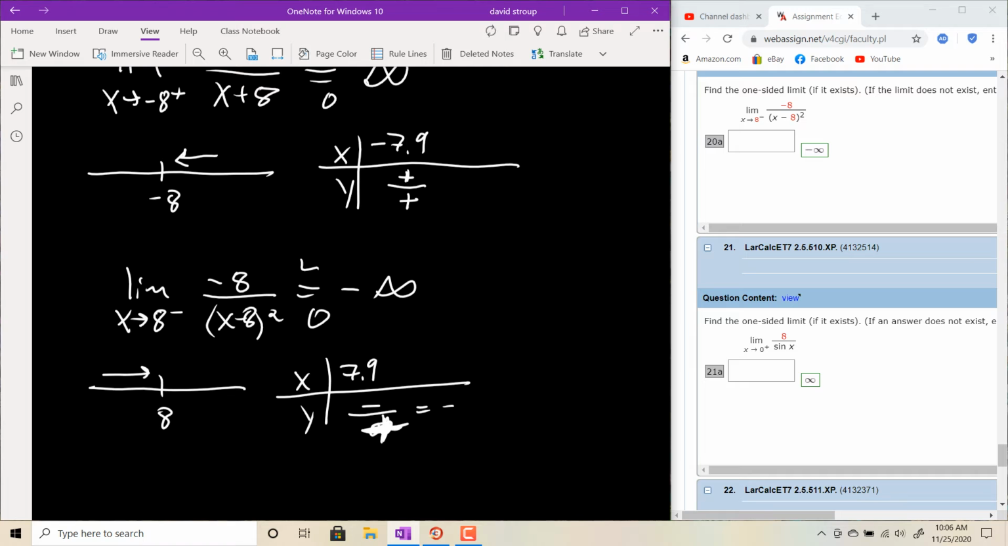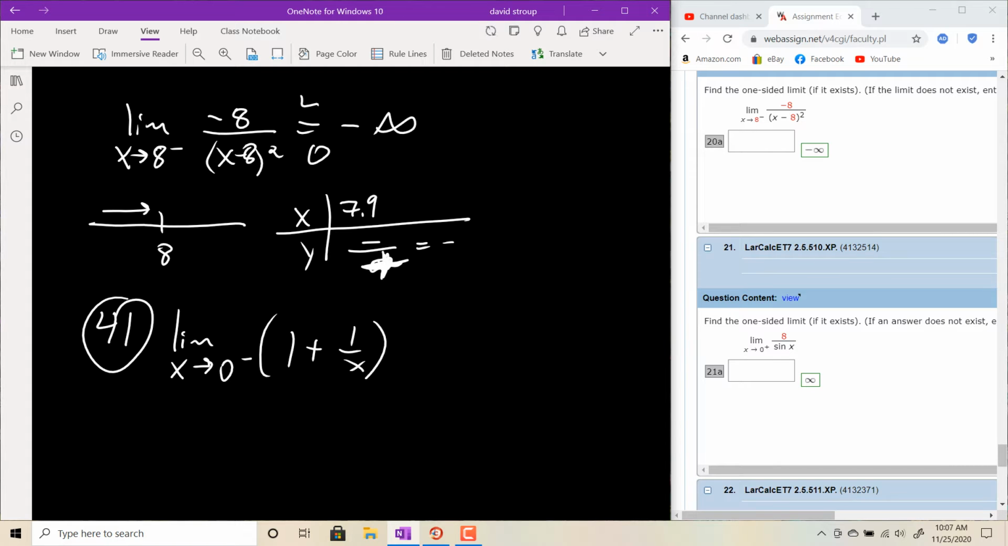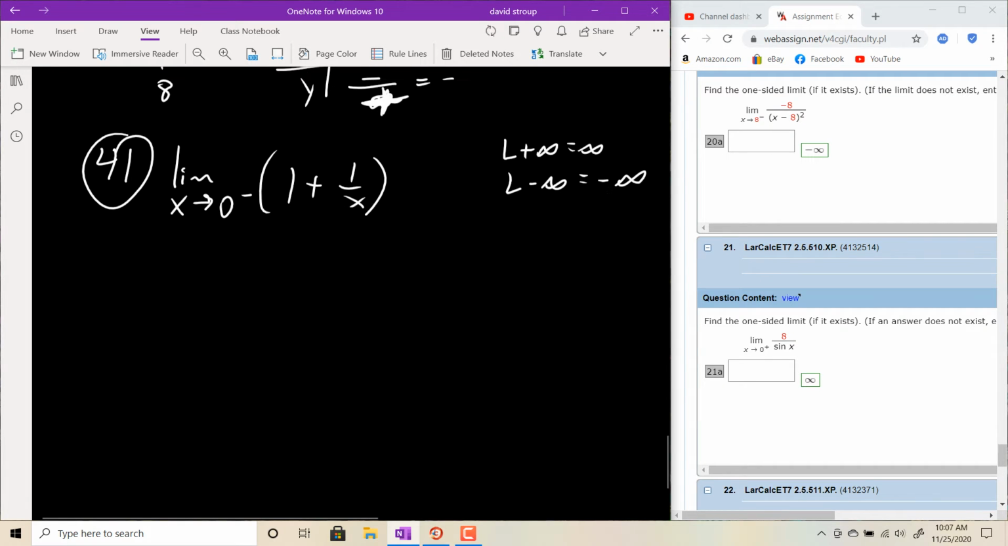Okay. All right, so let's look at some other ones here. 41 from the book. You have the limit as x goes to 0 from the left of 1 plus 1 over x. Okay, and we had all these other forms. So L plus infinity is infinity. L minus infinity is minus infinity. Okay, so in this case, we have L plus something, and we have to figure out what that something is.